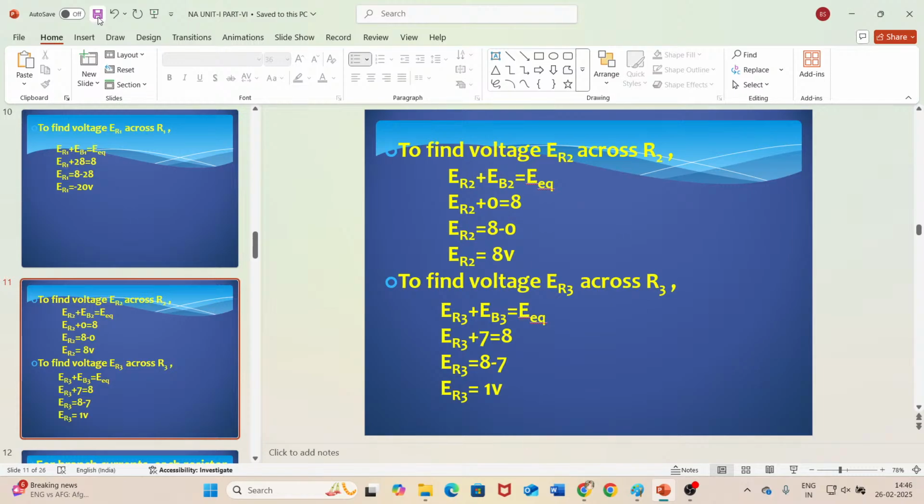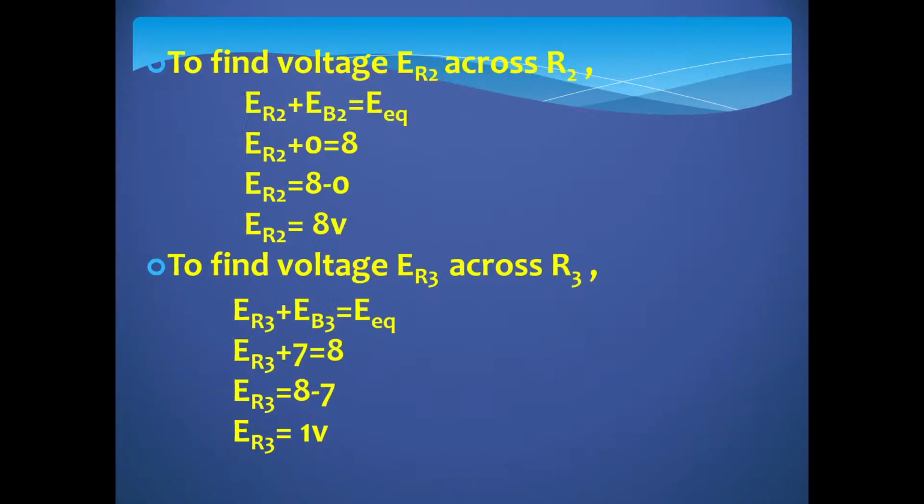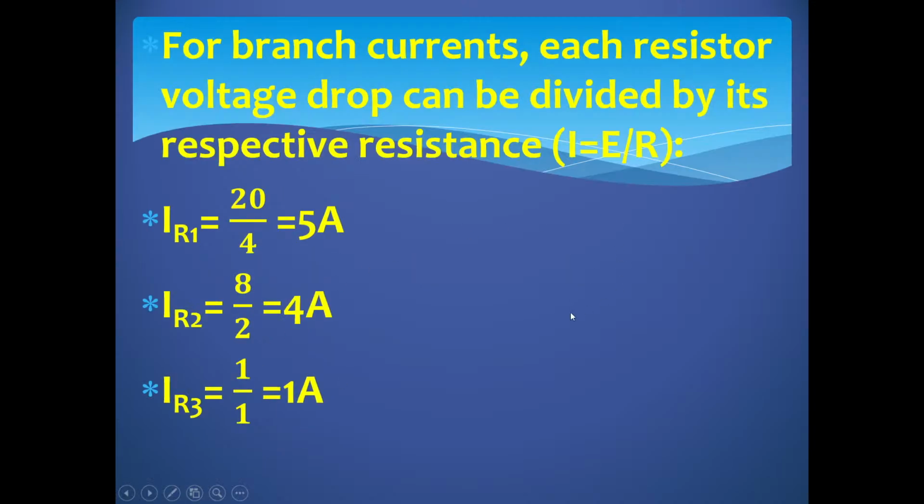So here we have determined the voltages across each resistor, that is the internal resistance of the sources. But in the question they have asked us to find the current through each resistor. They didn't ask us the voltage across the resistor, but they have asked us to determine the current flowing through each resistor. So let us determine the current flowing through each resistor.